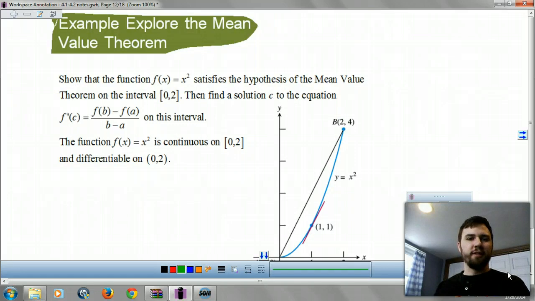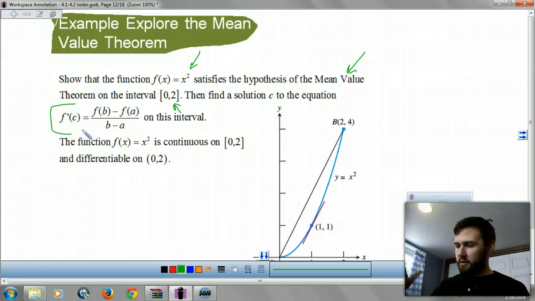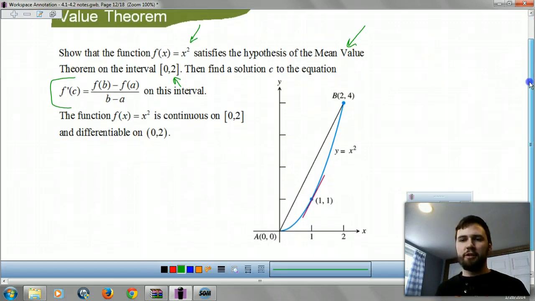Alright, let's look at this. We have a function, f of x equals x squared. We want to prove that it satisfies the mean value theorem from 0 to 2. So we have to find where f prime of some number equals the average rate of change on the interval. The function is continuous and differentiable from 0 to 2. I'll let you write that down.